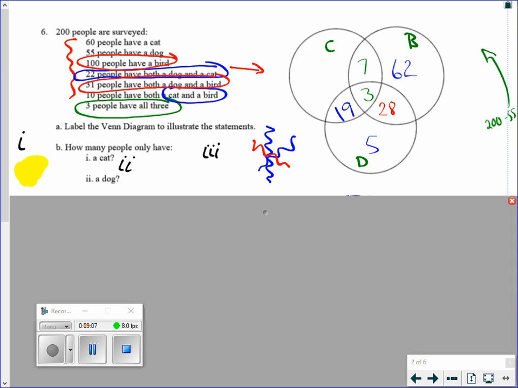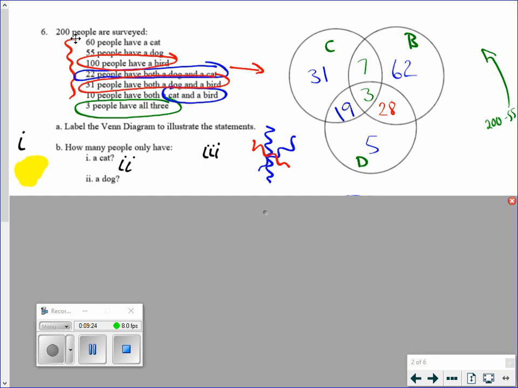And so that leaves me 5 to go in the other section, because the other ones add up to 50. 60 people for the cat. And so I should have 31 left over, because there is a total of 29 already accounted for in the other regions. All right, let's move on down to the next one.